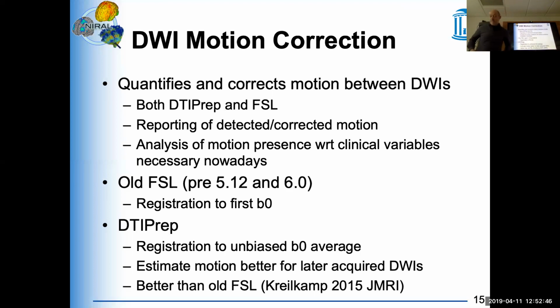Is all of this done in Eddy, or is this an additional step after Eddy? This is old Eddy. Okay. This is old Eddy, and in DTIPrep, it kind of has its own Eddy version, where it does it, but it does it through this average B0 that it first computes. And obviously in the new one, it's also in the Eddy OpenMP.